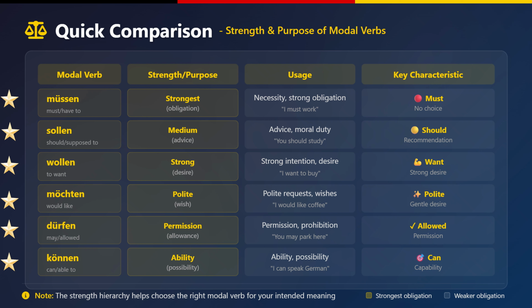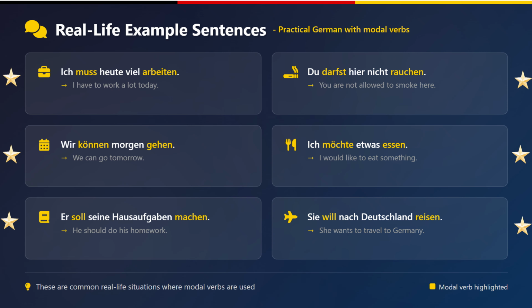Können is for ability or possibility. For example, I can speak German. This hierarchy is very useful when deciding which modal best matches what you want to say in real conversations. Now let's practice with real life example sentences. These sentences show how modal verbs are used in everyday situations.